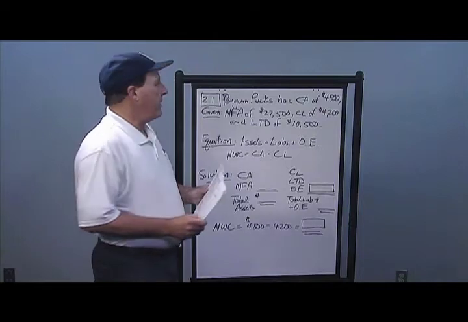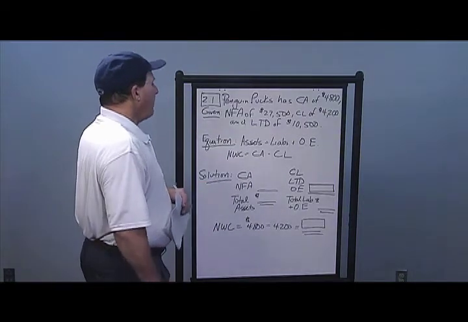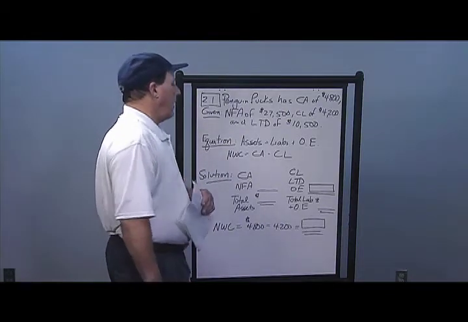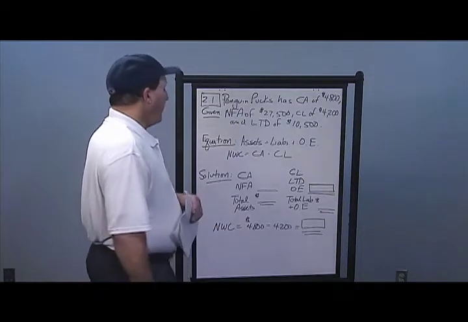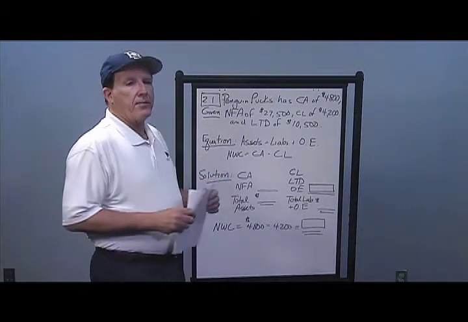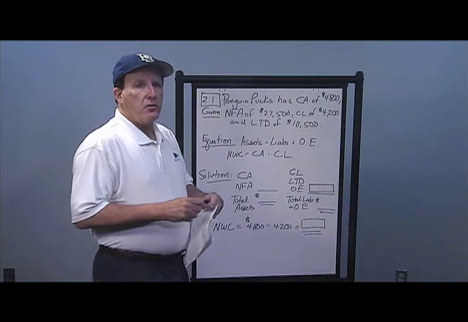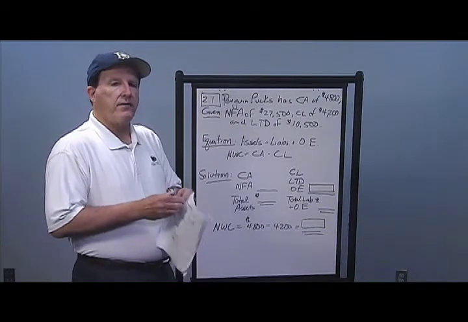Chapter 2, Problem 1. Penguin Pucks has current assets of $4,800, net fixed assets of $27,500, current liabilities of $4,200, and long-term debt of $10,500. The equations we're going to use are assets equal liabilities plus owner's equity, and net working capital equals current assets minus current liabilities. And we just need to plug the numbers into a balance sheet that I've constructed already vertically.